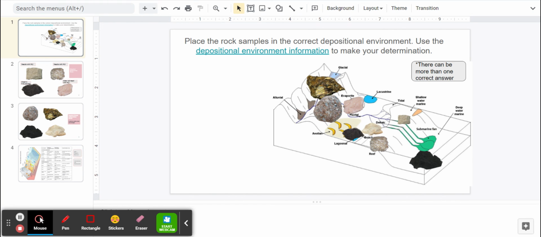Okay, so that is it for today's lesson. I hope that this activity got you thinking about different depositional environments and maybe look at a rock a little bit differently than you did before this lesson and think a little bit about that rock story, as silly as that sounds, and where it's had to travel to get to where you're viewing it now.